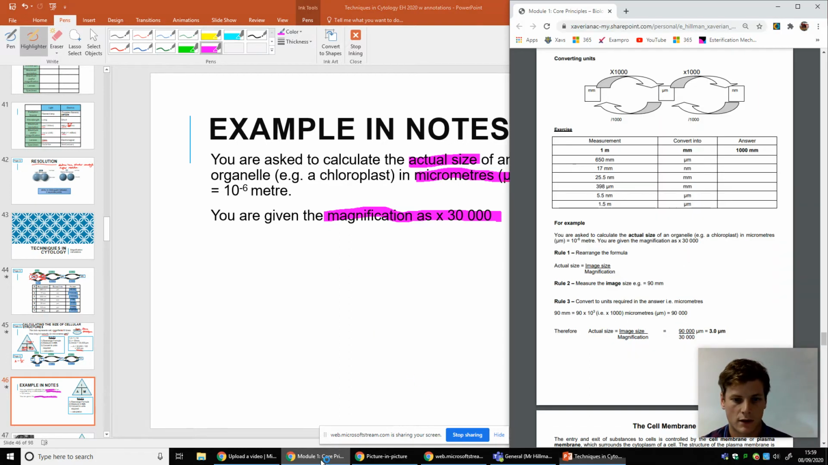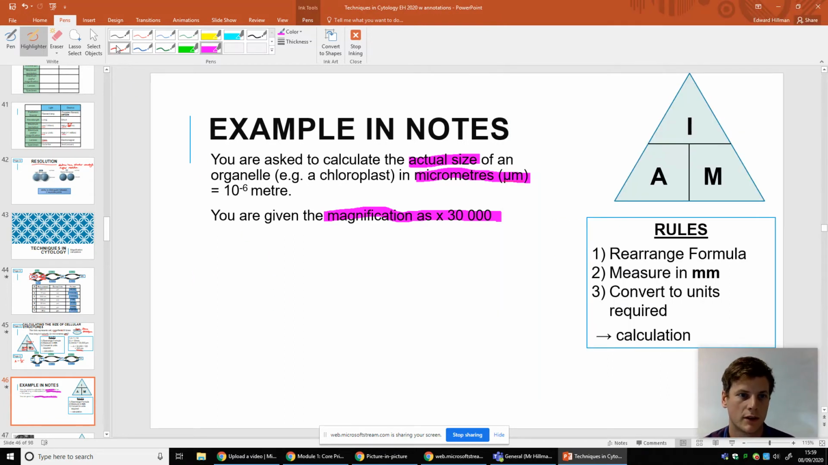Let's go back to that. So you should have that here. The image size, it tells you that the image size of the example is 90 millimeters. Let's just write that down. So we know that the size of the chloroplast on the question is 90 millimeters.